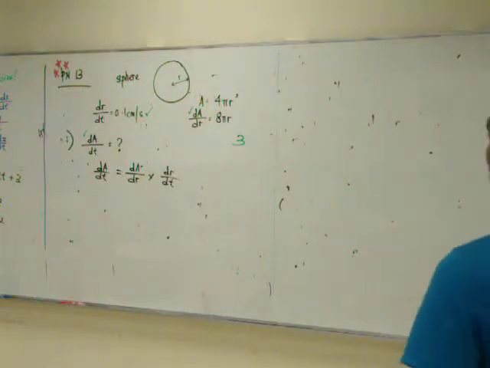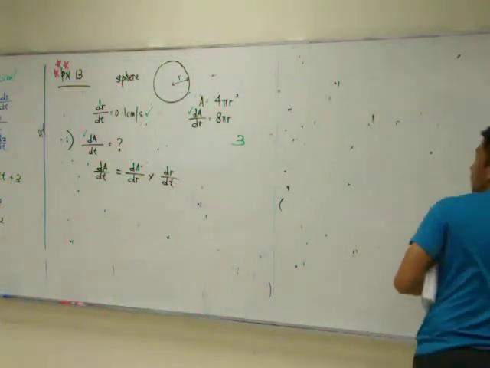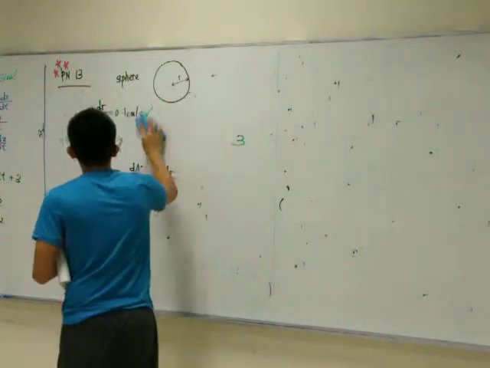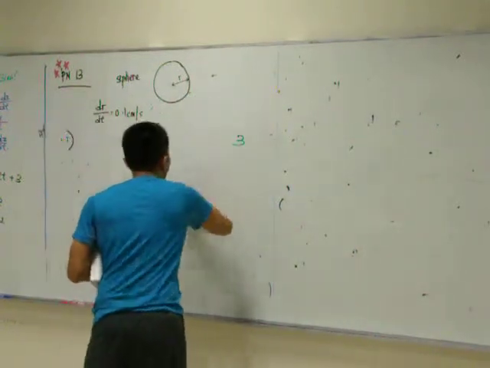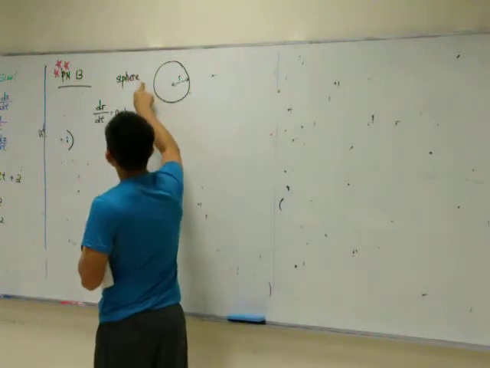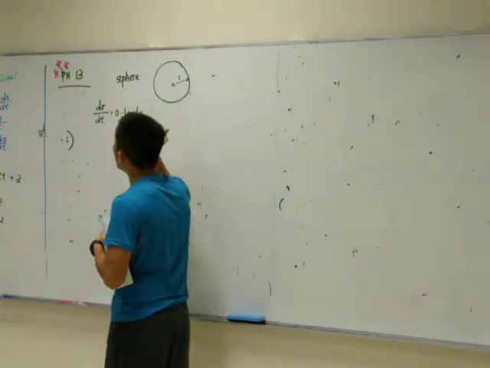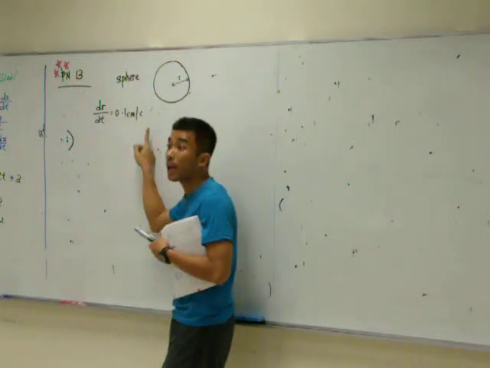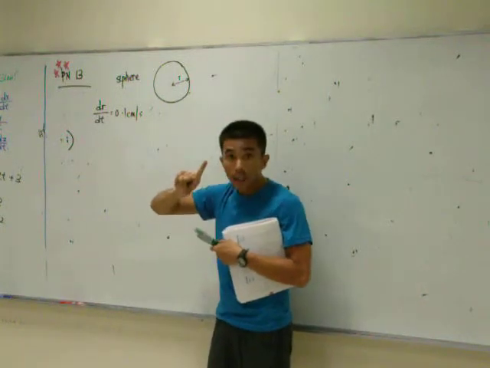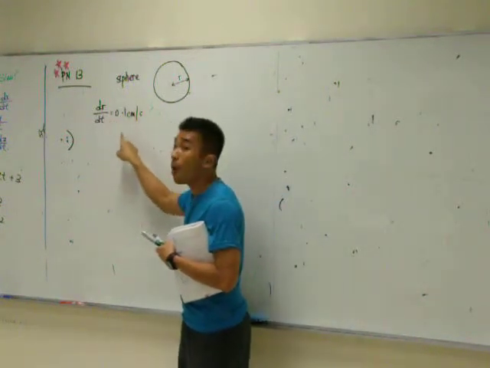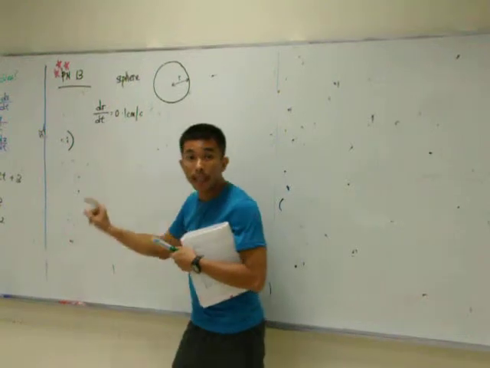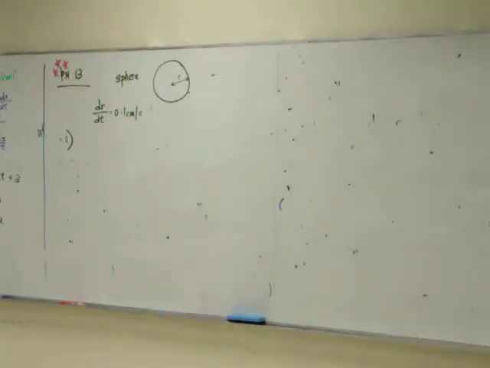Okay, I'll do it again. Let me recap. What is given in the question? You are told that there is a sphere. The radius is increasing at a rate of 0.1 centimeter per second. Take note, since it's increasing, it must be positive. If it's decreasing, it will be negative.